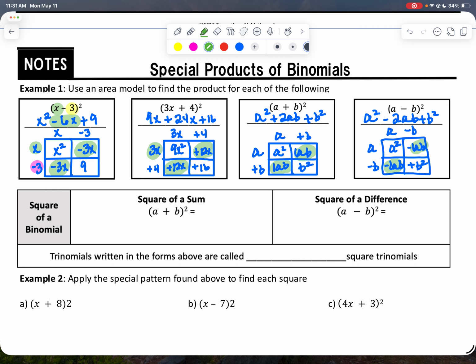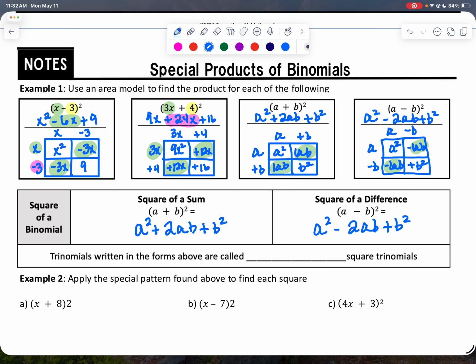You might see it better on the second one. Here our first term was 3x, our second term was 4. If you multiplied that and doubled it, you'd get 3x times 4 is 12x. And when I double 12x, I get 24x. So the square of a sum, a plus b quantity squared, is a squared plus 2 times a times b plus b squared. And if there's a subtraction sign in the parentheses, it's the same thing, except we have a squared minus 2ab plus b squared.